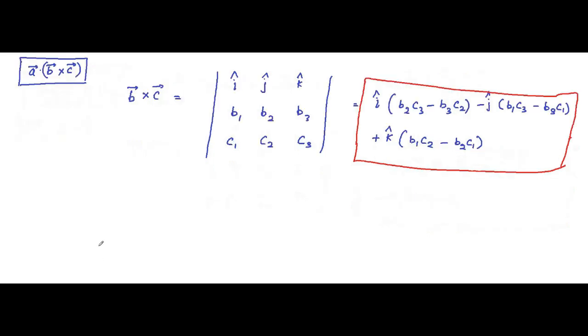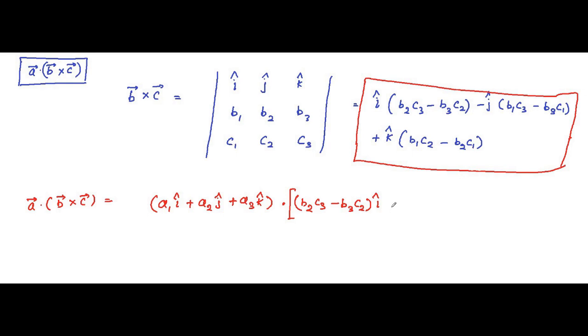So now if we perform A vector dot B vector cross C vector, it will be equal to (A1 i cap + A2 j cap + A3 k cap) dot (B2 C3 minus B3 C2) i cap, then (B1 C3 minus B3 C1) j cap, and then we have (B1 C2 minus B2 C1) k cap.